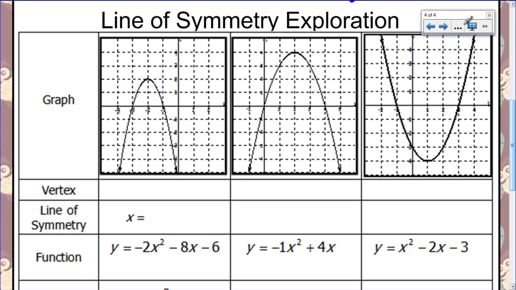So now let's talk about finding the line of symmetry from a graph, or from an equation if I don't have a graph. We've talked about some of this already. We walked through this before. So we're going to do this first one.